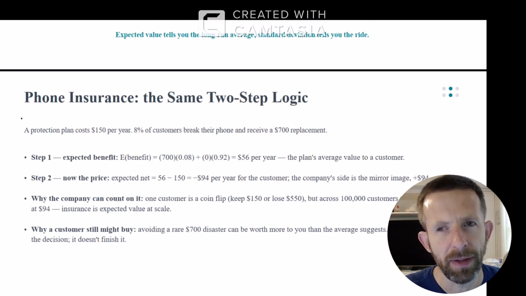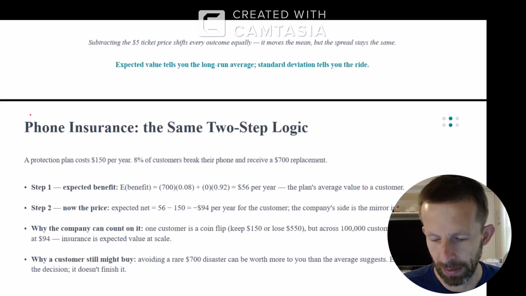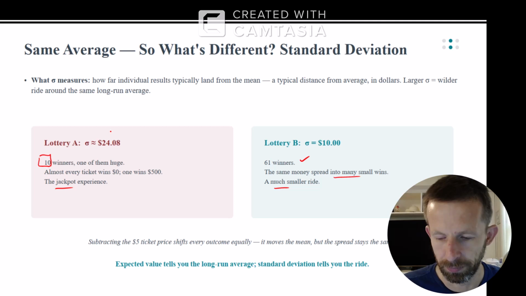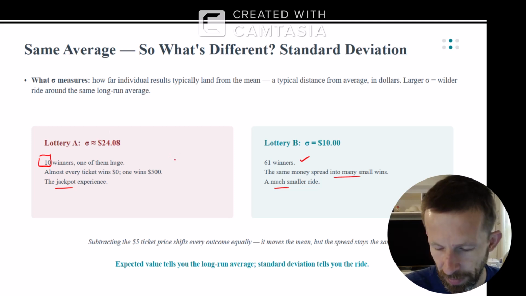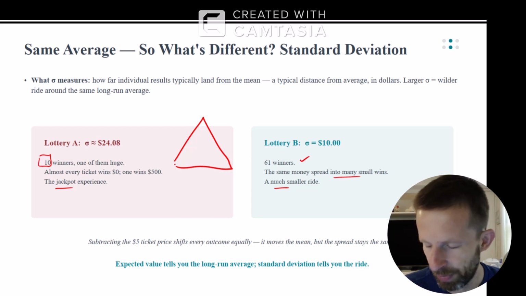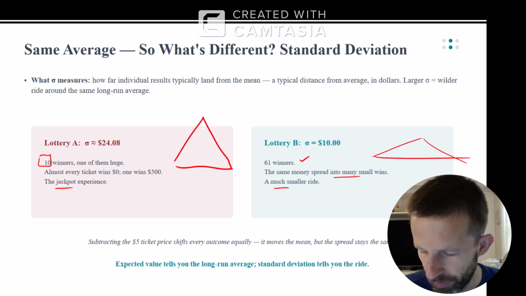But if you have that situation, that means you have to have significantly more losers to have the headline about the one winner winning $1 million. I mean, basically it's a pyramid scheme versus a more narrow pyramid.